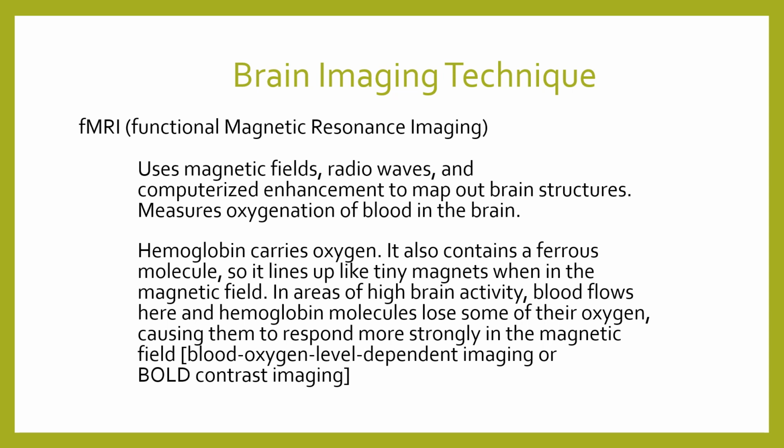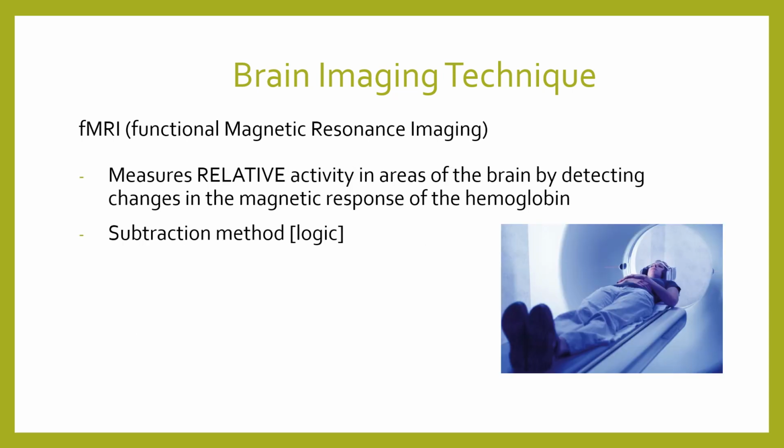If you see this out in the field, they usually call it fMRI, but they might also call it bold contrast imaging or blood oxygen level dependent imaging. Those all really mean the same thing. We're looking at where blood flows and where it's losing oxygen to see what brain regions are active. What an fMRI does is it measures relative activity in areas of the brain by detecting changes in the magnetic response of the hemoglobin.